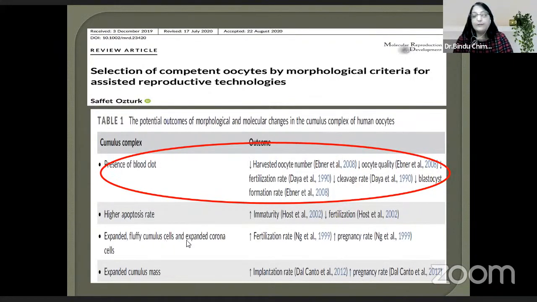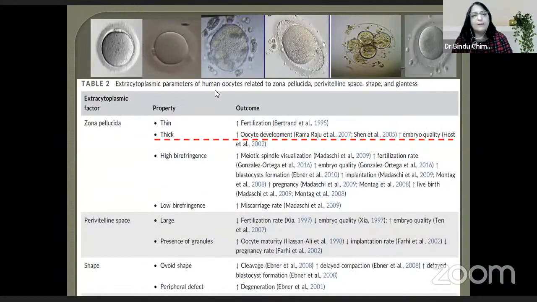The presence of expanded or fluffy cumulus cells and expanded corona cells increases the chances of fertilization and also the blastocyst formation rate, because as we have seen, it is through the cumulus mass that the maturity status is conveyed and the exchange of metabolized nutrients takes place. So yes, the presence of adequate and properly defined cumulus mass is important as far as embryo development is concerned. Now talking about some extracytoplasmic parameters of human oocytes which are related to the zona pellucida.